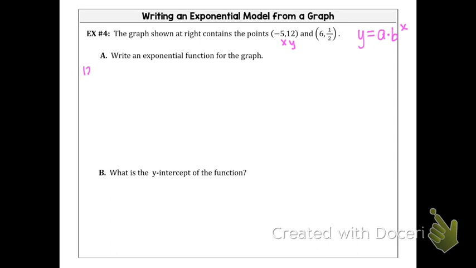So I get y equals a times b to the -5, but we don't like negative exponents, so remember, we can send it to the bottom. Now we have a fraction. So this is 12 equals a over b to the 5th. And then I could just solve that for a by multiplying both sides by b to the 5th. And so a would equal 12 times b to the 5th.